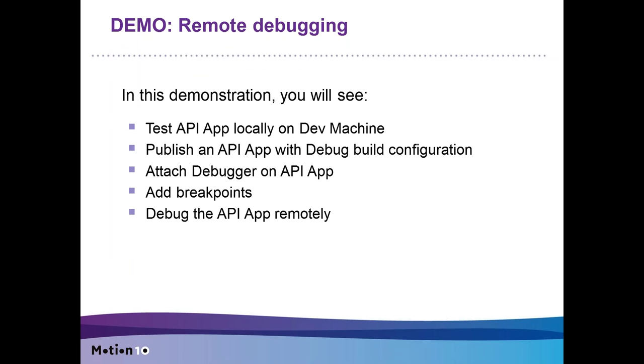And also in this case, it should work on my dev machine. Then I'm going to publish the API app with the debug build configuration and attach a debugger to the API app. Then I'm able to debug the API remotely on Azure. What I've done is I created a bug in Azure. So hopefully we're going to see that it works on my dev machine but doesn't work in Azure. Then we have to debug it, and hopefully we can solve the problem, and that in only 5 minutes.